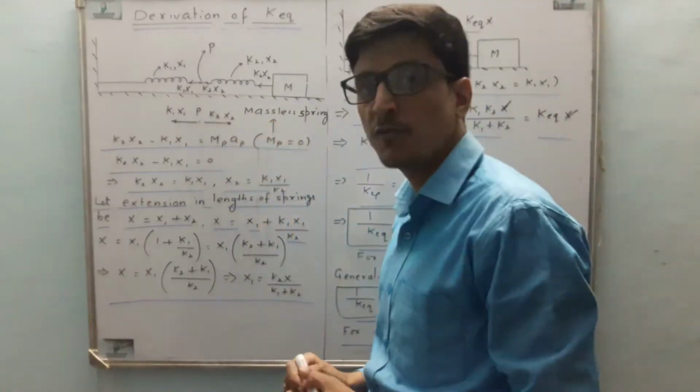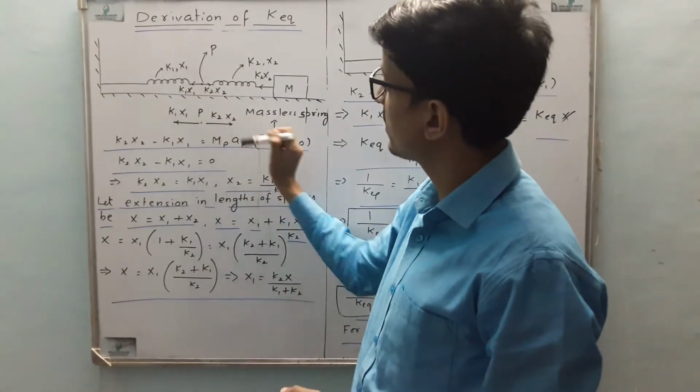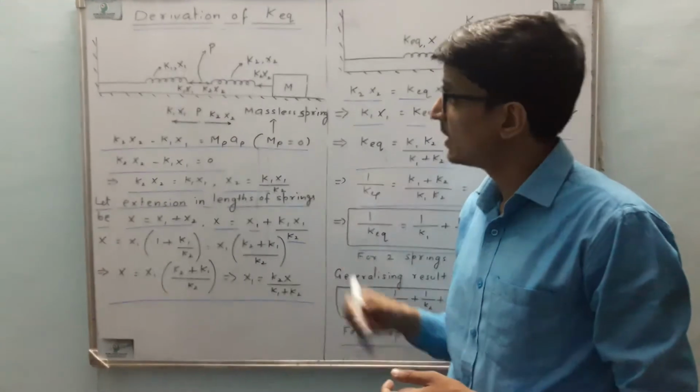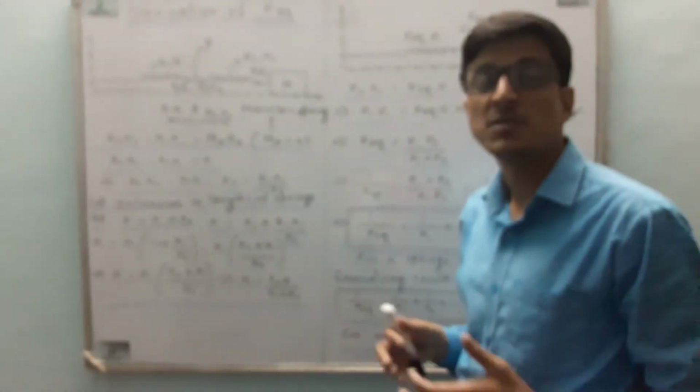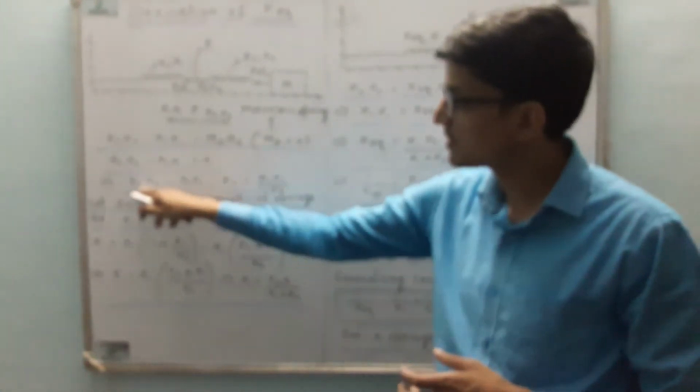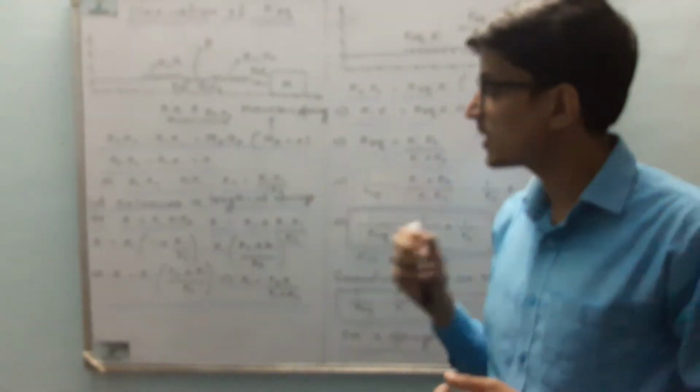Now drawing the FBD of point P, K1 x1 towards left, K2 x2 towards right, making the force equation: net force is equal to M into A. Since the point is massless, we assume springs to be massless, so the mass is 0. That means this expression will be 0. That means K2 x2 will be K1 x1. That means x2 will be equal to K1 x1 by K2.